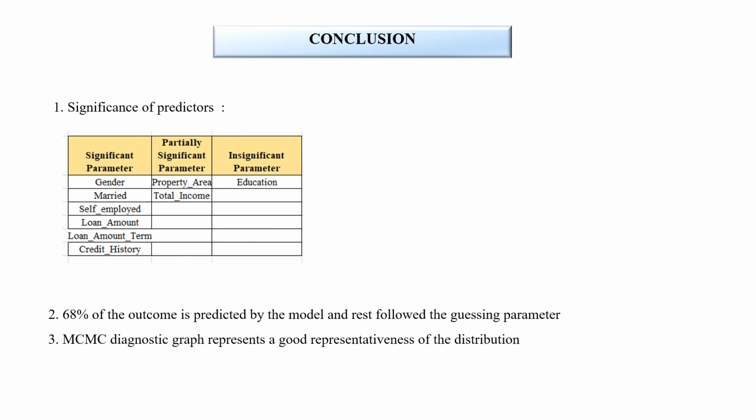As mentioned in the parameter estimation, we considered 6 predictors as significant parameters: gender, married, self-employed, loan amount, loan amount term, and credit history. Since 0 does not lie at the exact middle of the graph, but is 30% or more away from the boundaries, as of now we haven't excluded property area and total income from our study. We considered them as partially significant, but we considered education as insignificant here. From the guess parameter graph shown earlier, 68% of the output is predicted by the model and the rest followed the guessing parameter. We obtained an MCMC diagnostic graph which represents good representativeness of the distribution.